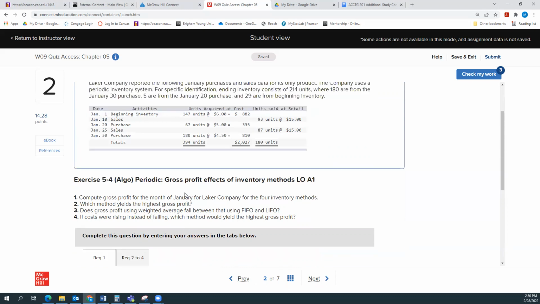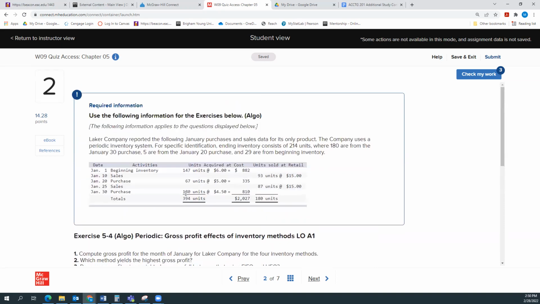So the main job at hand for us is to figure out, first of all, our cost of goods sold, our gross profit, sorry, which means we're going to have to figure out our cost of goods sold for the four different methods. So that's the job at hand here.